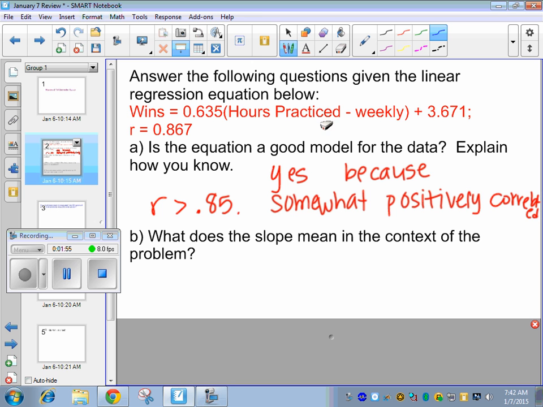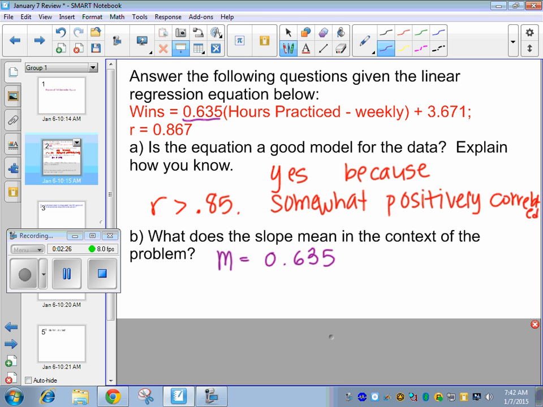Okay, so who knows what the slope is? What number? Where is the slope in the equation? Y equals mx plus b, you guys. What's the slope? Max, what's the slope? 0.635. Yep. Good. Okay, the slope, which is m, is 0.635. This number right here.